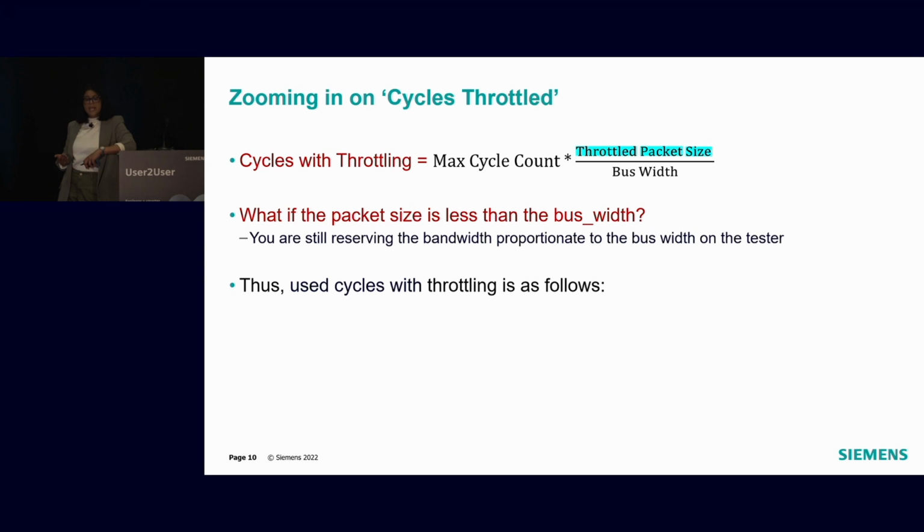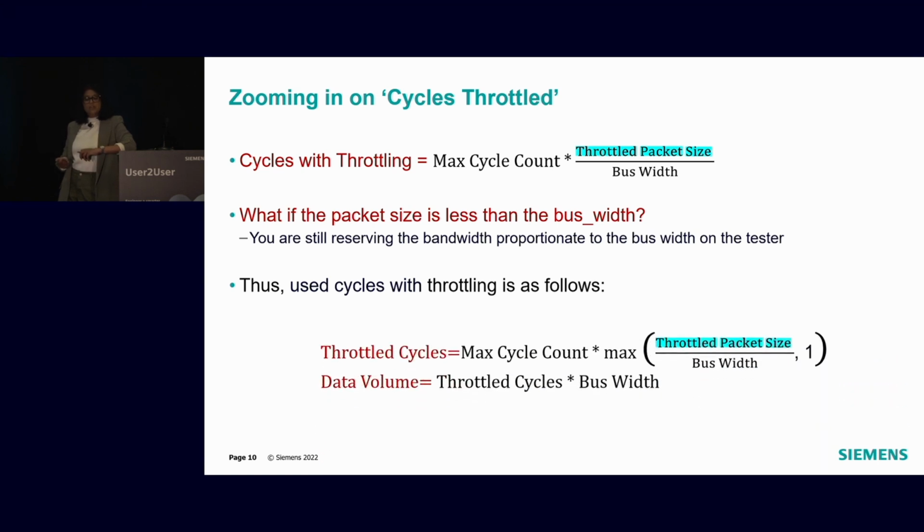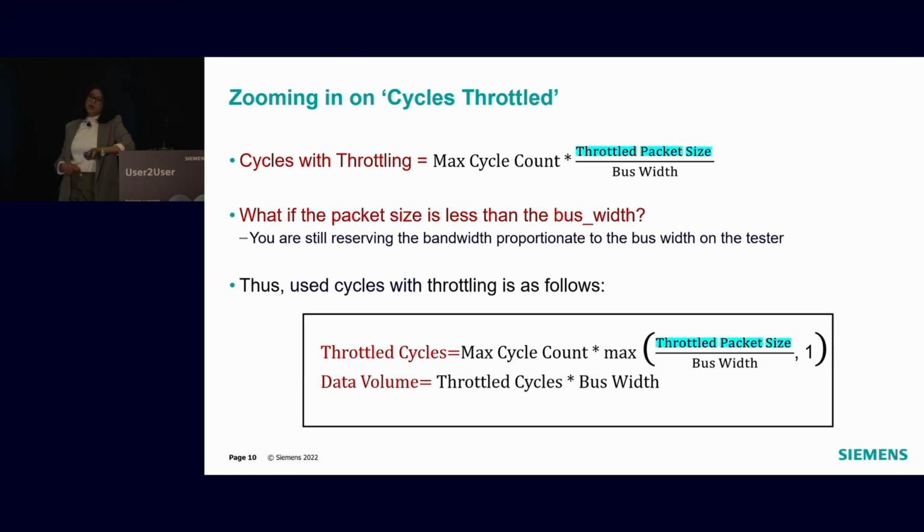So that's why when we talk about throttled cycles, another thing that gets added to this equation is the max of the throttled packet size by bus width and 1. I am not going to be able to use 0.75, 0.5, 0.25 because the bus width is reserved, right? And the data volume really is throttled cycles times the bus width. Now I need you to take this forward from this slide because this will be used for the next slides.